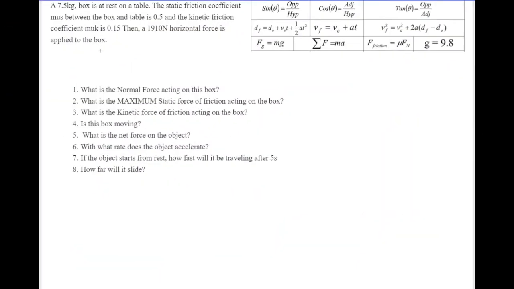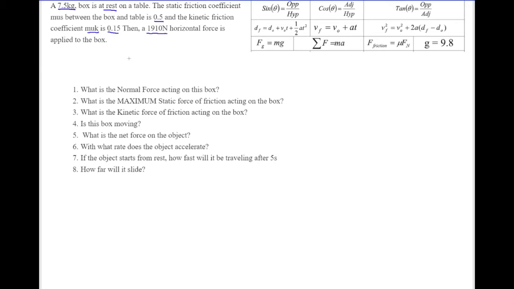Let's go ahead and look at our next problem here. It says a 7.5 kilogram box is at rest on a table. The static friction coefficient, mu s, between the box and the table is 0.5, and the kinetic friction coefficient, mu k, is 0.15. Then a 1,910 Newton horizontal force is applied to that box.